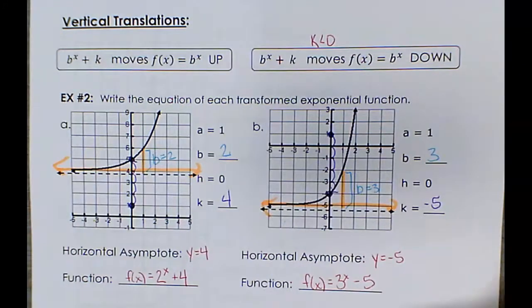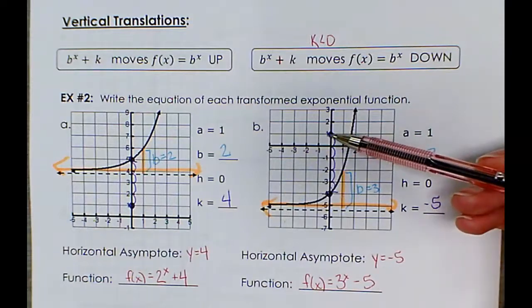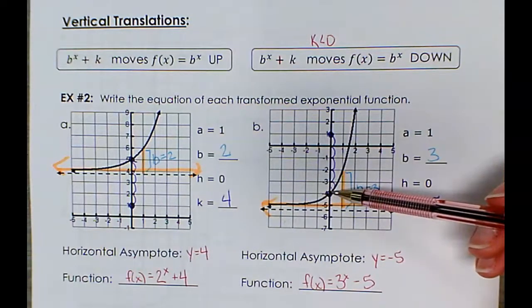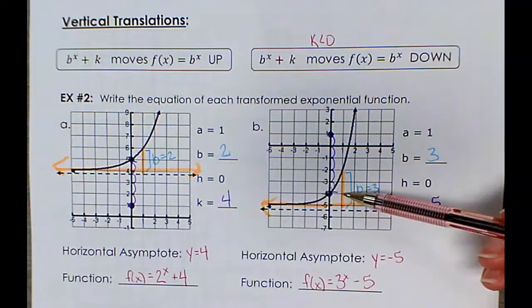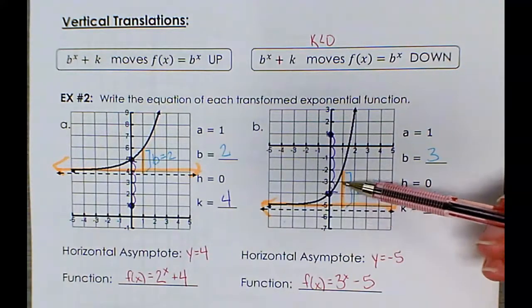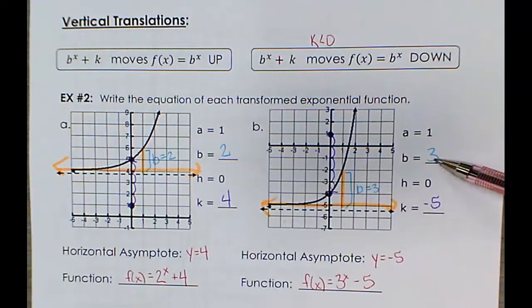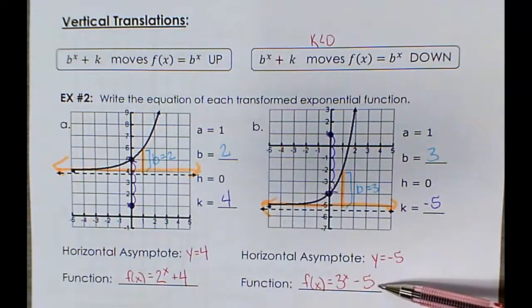So the horizontal asymptote is going through a y value of -5. That has been shifted down 5 units, so k is -5. If I go 1 over, that distance right there from the asymptote to the graph is 3. That's the b value. So here is the function.